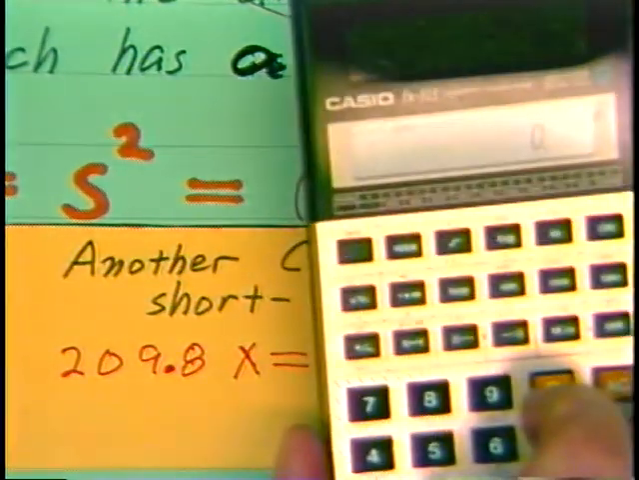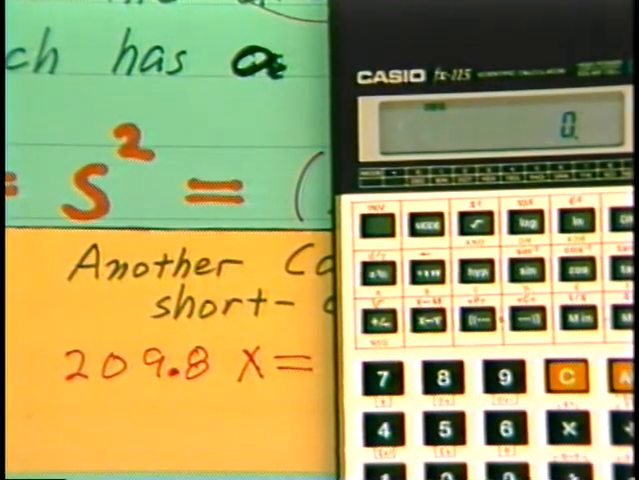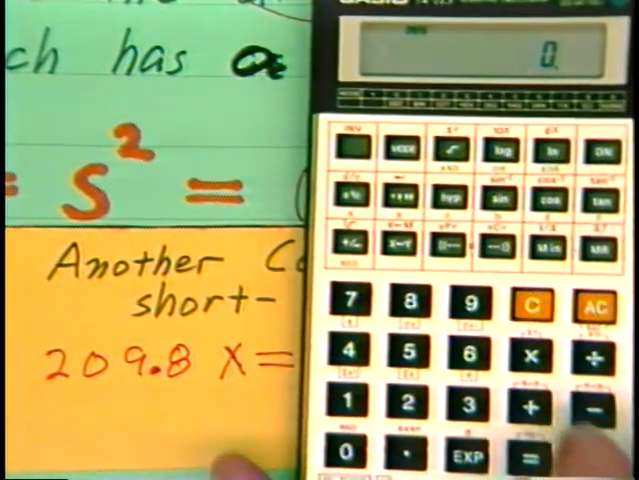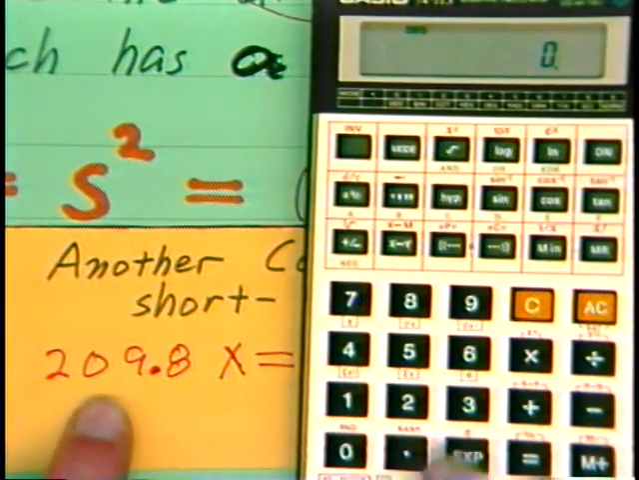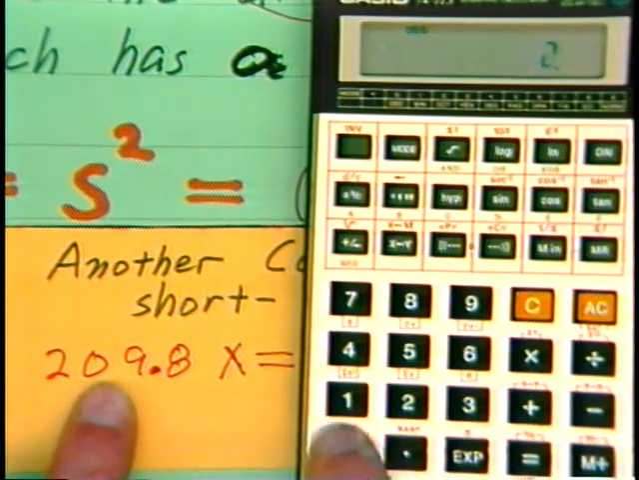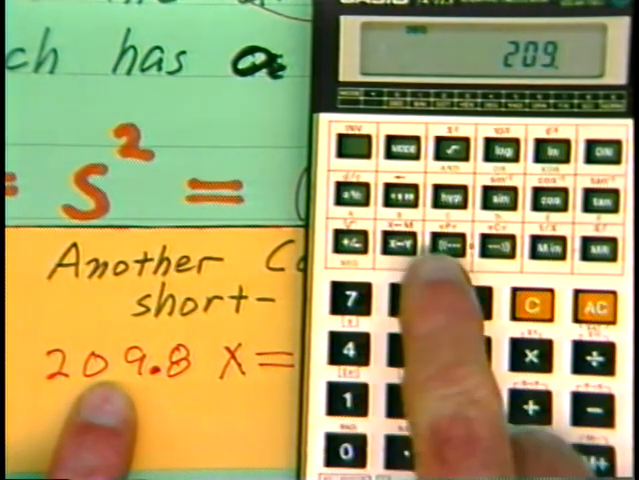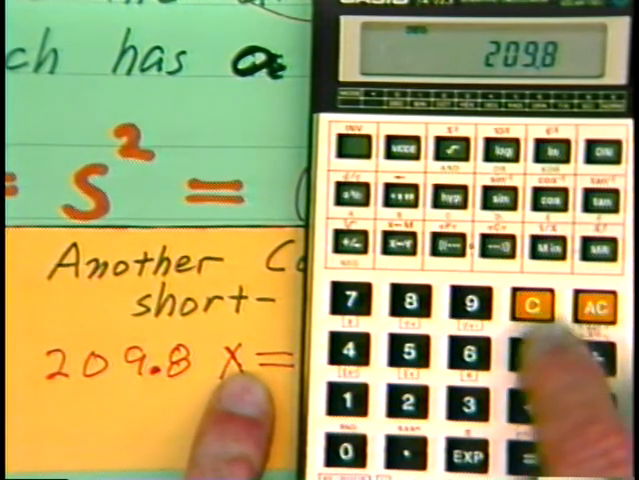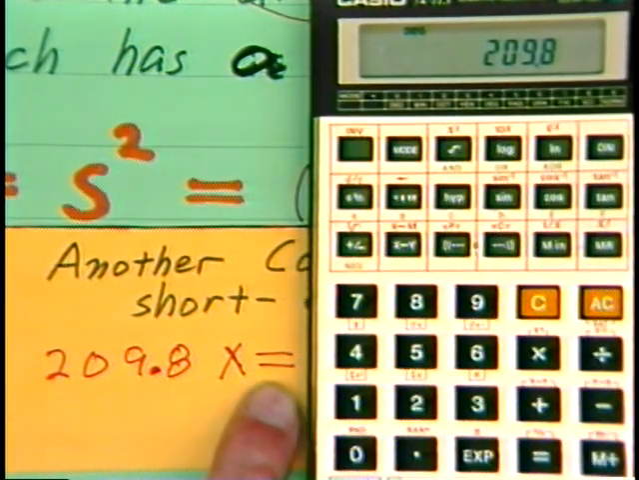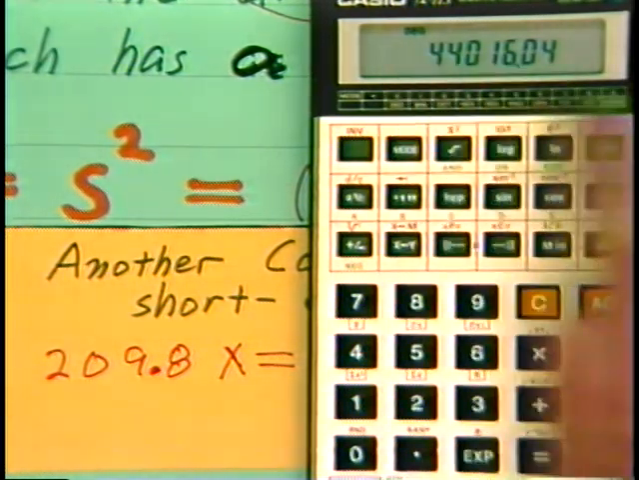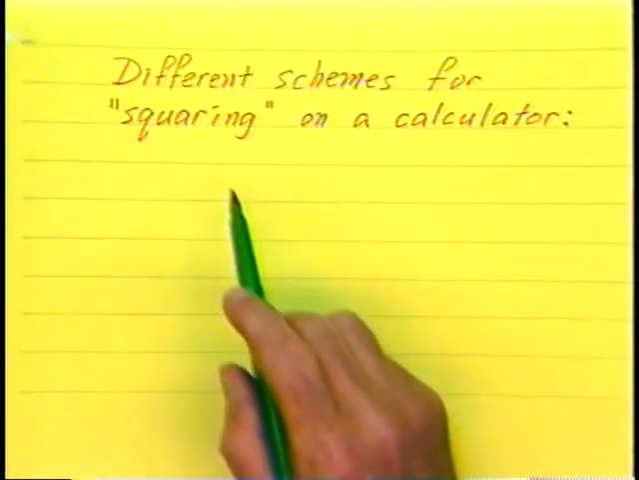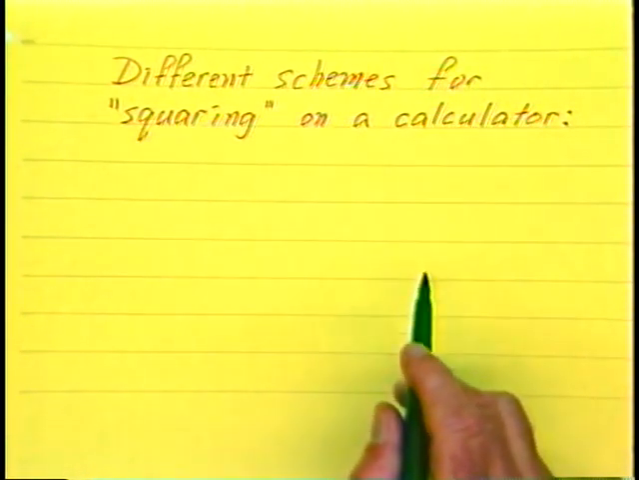Let's see if my calculator does that, and you might check that on your own calculator. Okay, this is suggesting that we hit 209.8. There it is. Now you simply hit the times and then the equal, and sure enough, there it is. So you might want to make a note of this for your calculator.